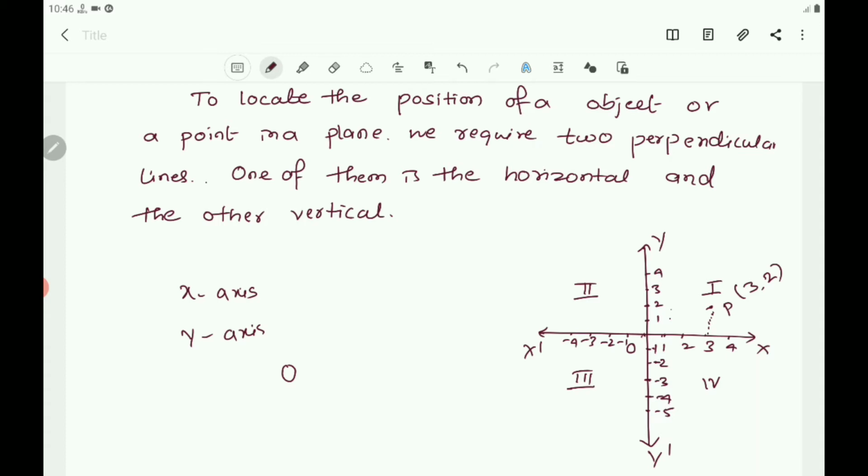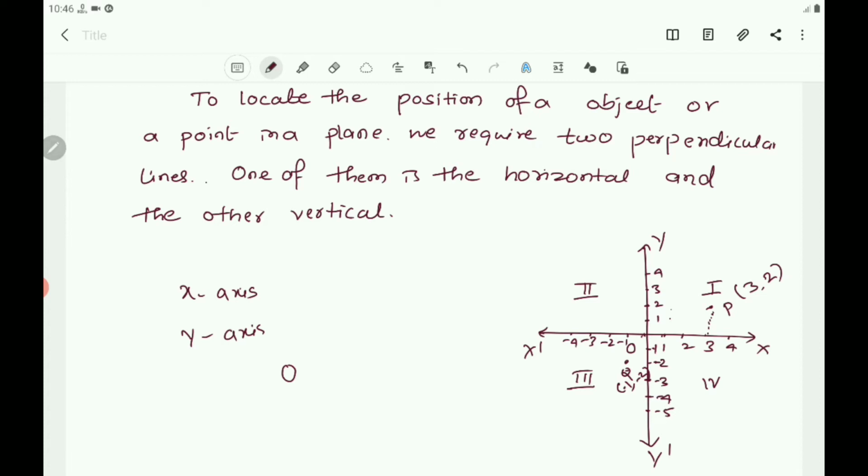And consider here another point Q. What are its coordinates? Here the distance of the point from the y-axis, that is the x coordinate, is -1, and the distance of the point from the x-axis, that is the y coordinate, is -2. So the coordinates are (-1, -2).